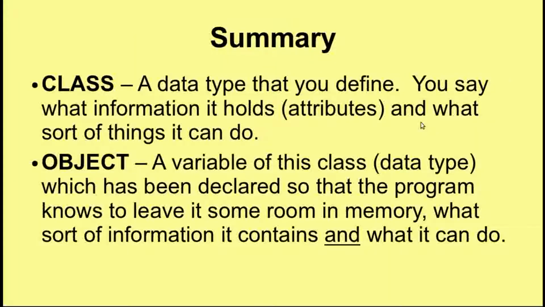Classes are a data type that you define. You say what information it holds. This information is called an attribute, and what sort of things it can do. Whilst an object is a variable of this class, of this data type, which has been declared so that the program knows to leave some room in memory, what sort of information it contains, and what that information can do. You can then use these objects like any other variable in your program.